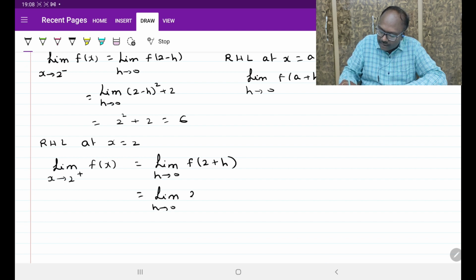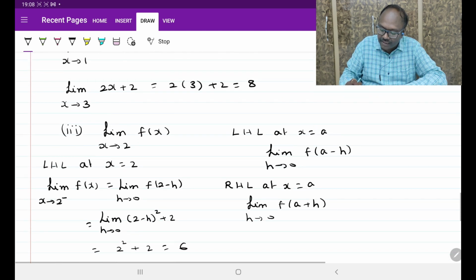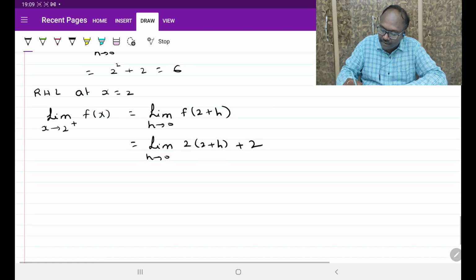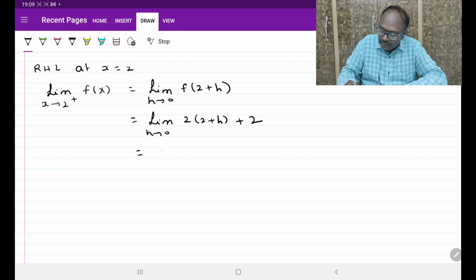2 into 2 plus h plus 2. So here we have substituted in place of x, 2 plus h. So 2 into 2 plus h plus 2. So now we are going to evaluate this limit, and we get this as 2 into 2 plus 2, and we got this as 6.